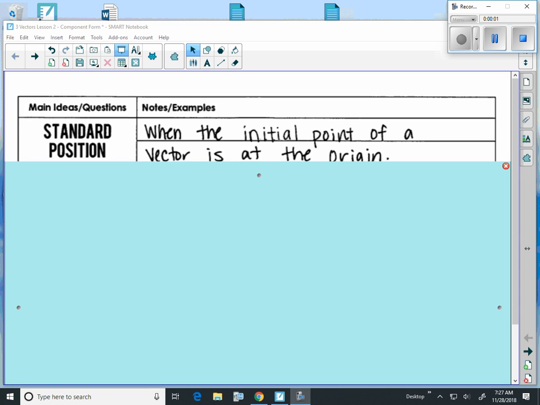Vector is at the origin. So you know what an origin is. Okay, you talked about that in math growing up. If we have a coordinate plane, your origin is right there where the x and the y axis intersect. So when we're talking about vectors, we're putting them on a coordinate plane.